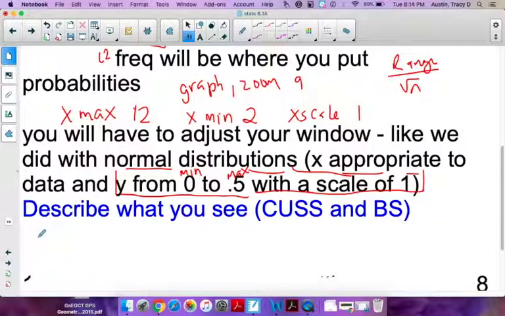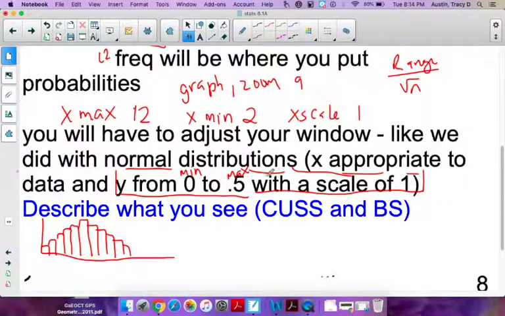When you describe it, remember CUSS and BS. The center, the mean and the median, are basically going to be the same thing because it is this beautiful symmetric histogram. It should look, and again, this is just a general picture, like 1, 2, 3, 4, 5, 6, and then 6, 5, 4, 3, 2, 1. It should be this really pretty symmetric histogram. Make sure you're being specific with your CUSS and BS.